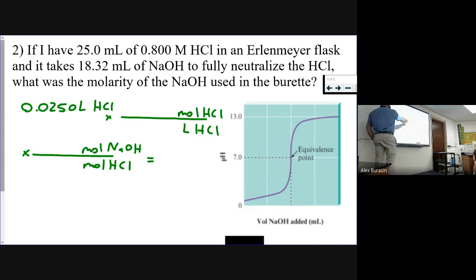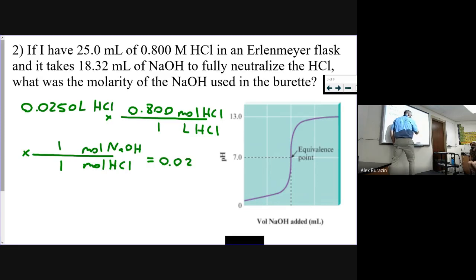So let's do that. Going from liters of acid to moles of acid, I need a molarity. My molarity of the acid is 0.8. To go from moles of acid to moles of base, how many moles do I need of each to make that equal? Just one of each. That was a tough one. How many moles of base do I end up with? What'd you get? 0.0? That's it? It's an even number, really?